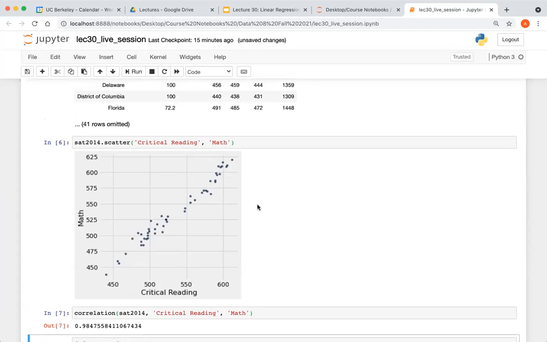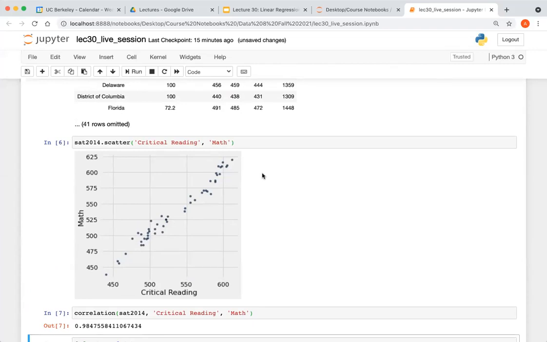All right. And so the thing to do is to notice that what we are doing is we are looking at the critical reading and we are looking at the math, but what we need to do is look at who these points represent. And does each point represent a person?